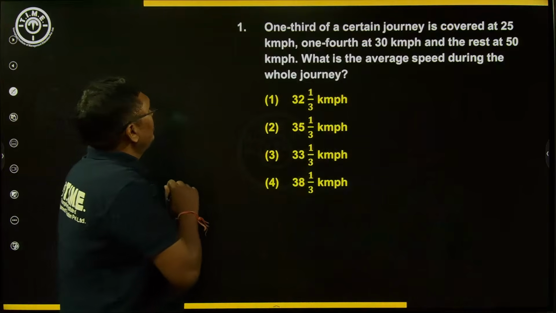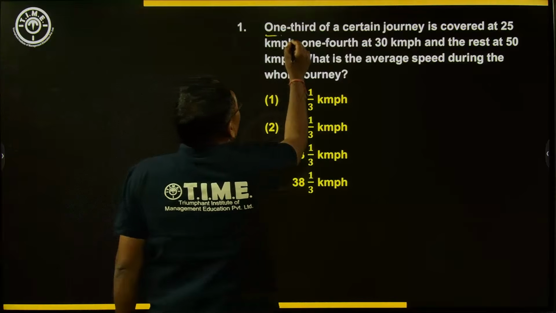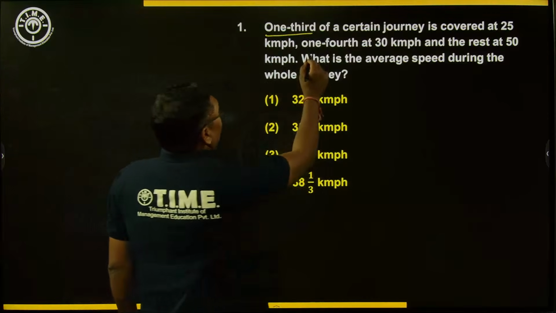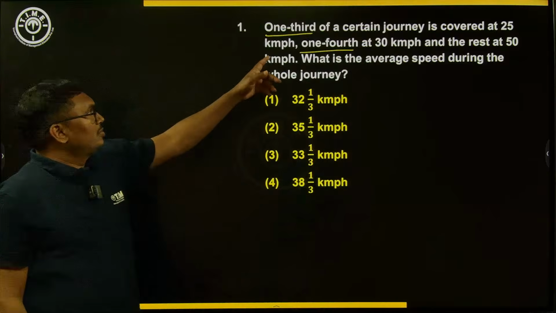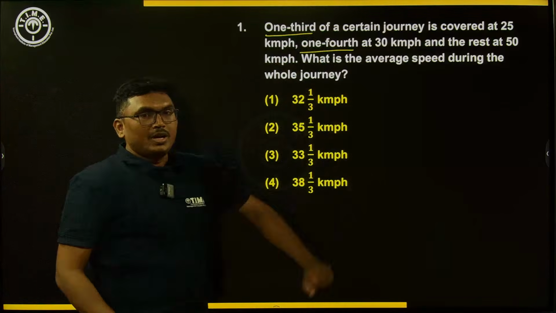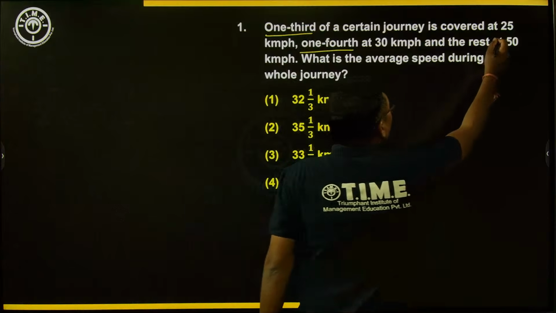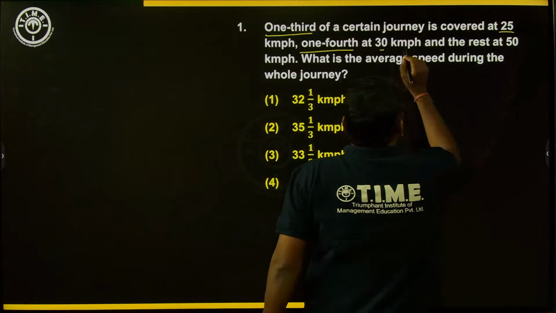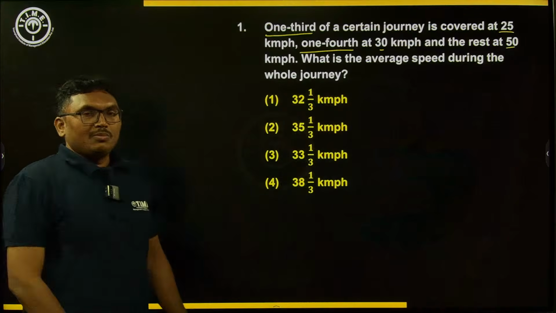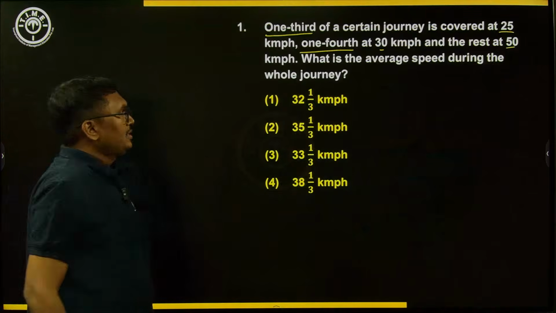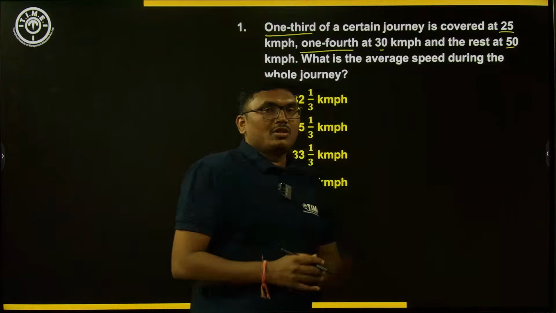Here we assume the total distance. Here one third is there, here one fourth is there. So let us assume distance in terms of LCM of 3 and 4. LCM of 3 and 4 is 12. Again for the speeds, LCM of speeds is 20, 30, 50. So this is 150. So LCM of 12 and 150 is 600. So if we assume total distance is 600, we can solve the question easily.